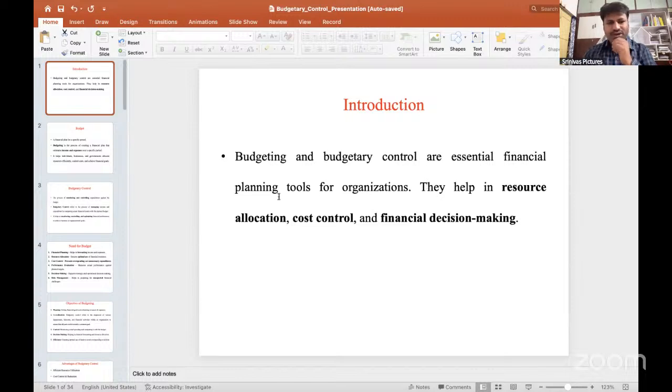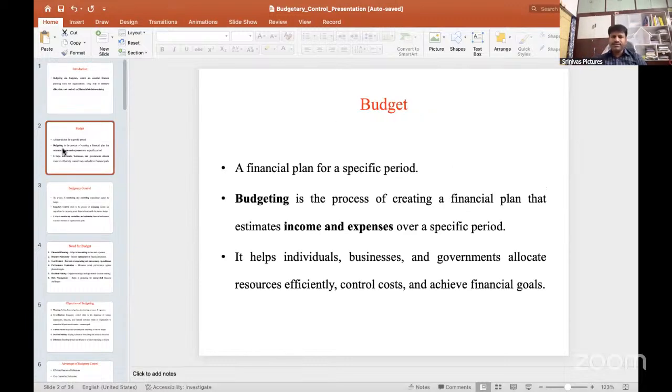So what does budget mean? What does budget control mean? Budgeting and budget control are essential financial planning tools for an organization. They help with resource allocation, cost control, and financial decision making. So if you do budgeting and budget control, with the help of these techniques you can allocate the resources, control the cost, and take financial decisions properly.